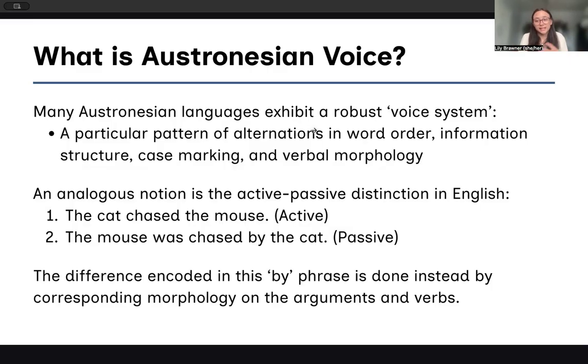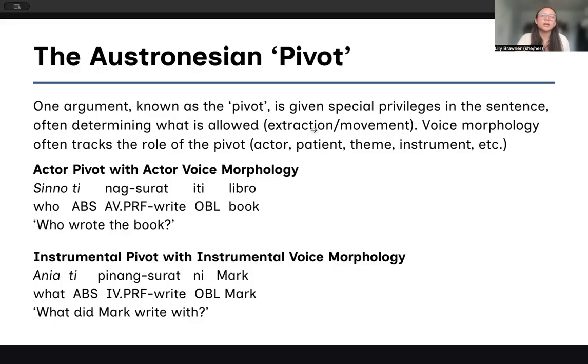Ilocano doesn't work exactly like the English passive, but the comparison shows this sort of general idea. Languages can grammatically reorganize which participant is most prominent. And in Ilocano, that prominence is reflected through verbal morphology, case marking, and the special role of one argument called the pivot. The pivot is the argument that receives this special grammatical status. In Ilocano, the pivot affects what can be questioned, extracted, moved, or even marked in particular ways.